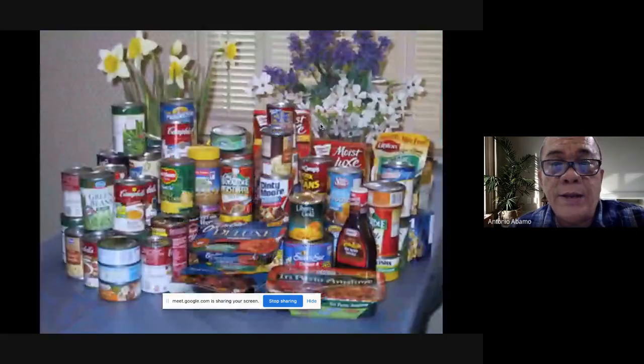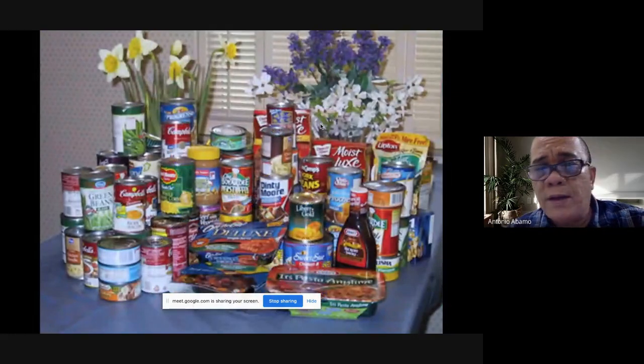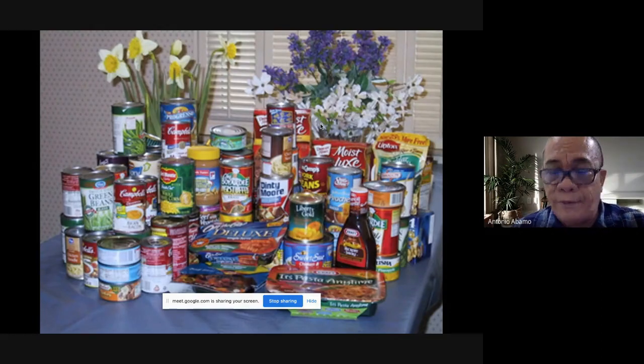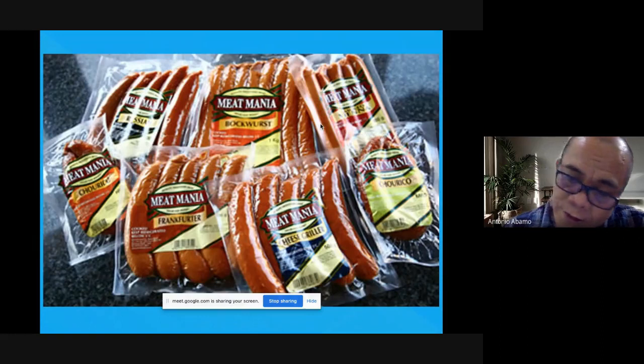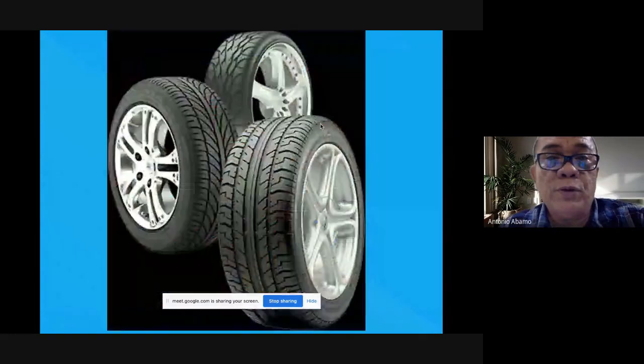This one also shows different kinds of finished products, canned finished products. So these are examples of finished products. It's the final stage of processing already, ready for eating. Another type of finished product is sausage or other types of meat products. These are for direct consumption already.